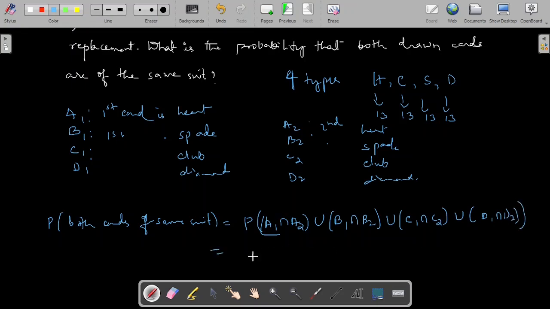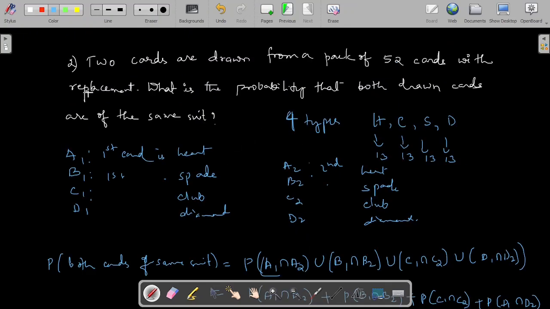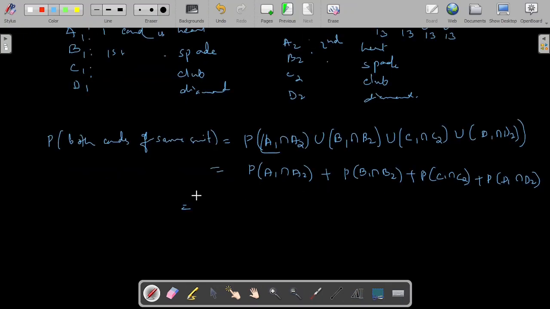Then you have to apply addition law, that is P of A1 intersection A2 plus P of B1 intersection B2 plus P of C1 intersection C2 plus P of D1 intersection D2. Next equal to, now multiplication law. Each event is independent. It is given that with the replacement. So each event is independent. So P of A1 into P of A2 plus P of B1 into P of B2 plus similarly P of C1 into P of C2 plus P of D1 into P of D2.